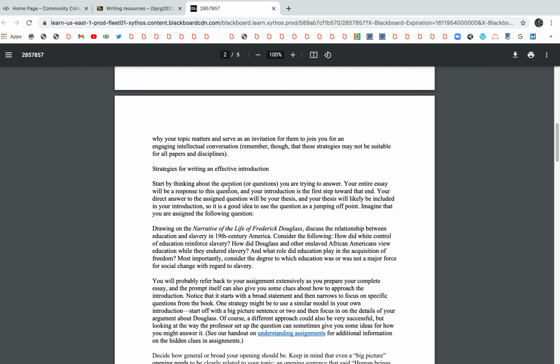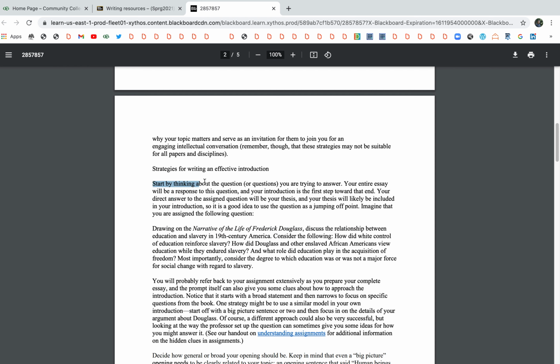Start by thinking about the question or questions you are trying to answer. Your entire essay will be a response to this question, and your introduction is the first step toward that end. Your direct answer to the assigned question will be your thesis, and your thesis will likely be included in your introduction, so it is a good idea to use the question as a jumping off point. Imagine that you are assigned the following questions. So we're going to ignore this stuff down here for now.